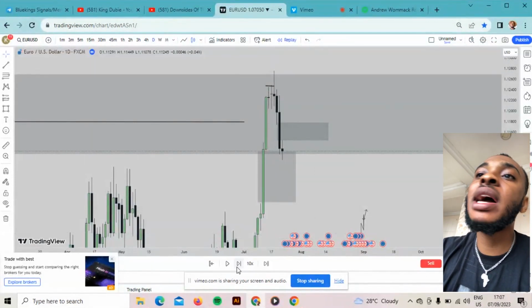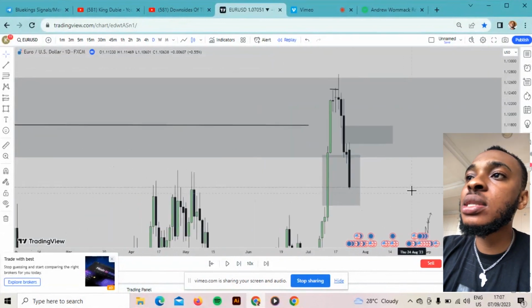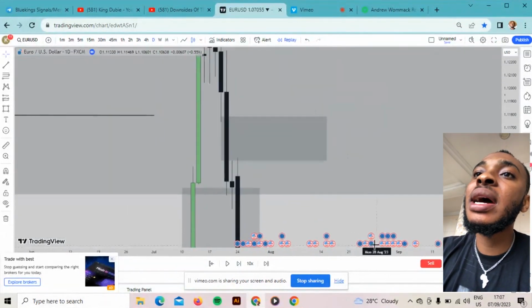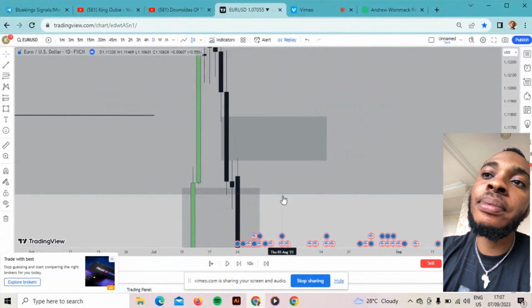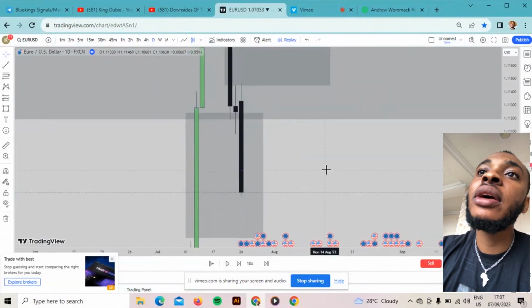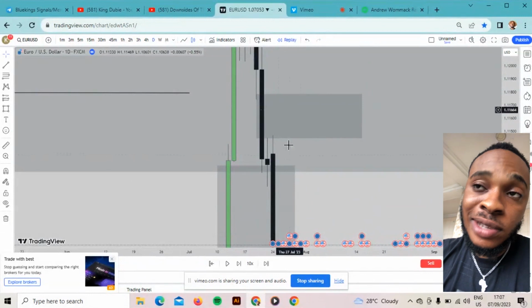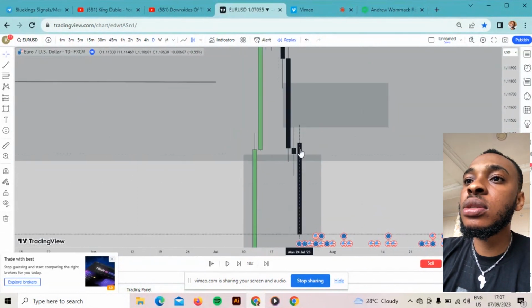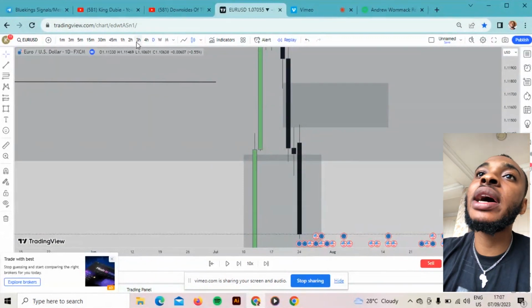So I'm going to replay and see how that day ended. So as you can see, that day ended like this. Price entered into the fair value gap and dropped. Now, do you know how you would have taken advantage of this? If you went on the 1 hour time frame, to be specific, this is 24th July on a Monday.